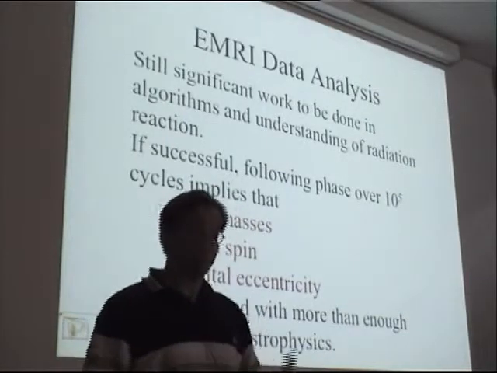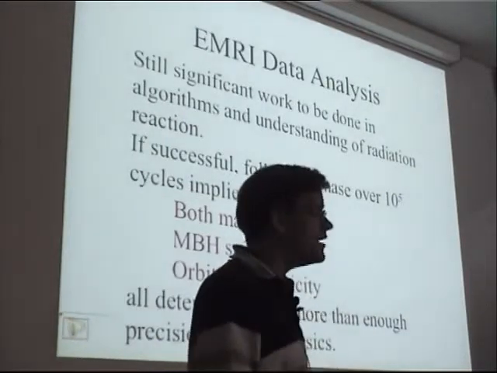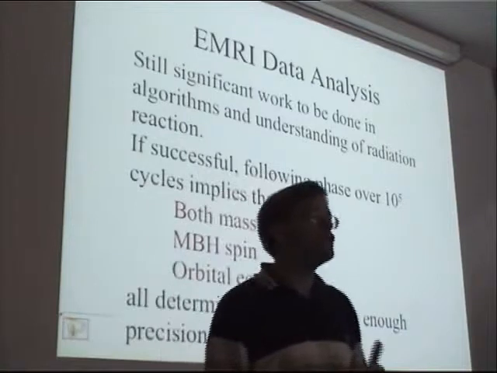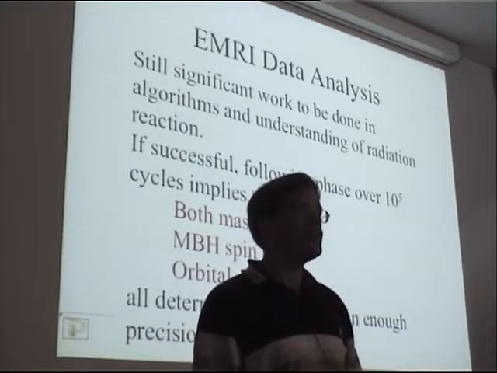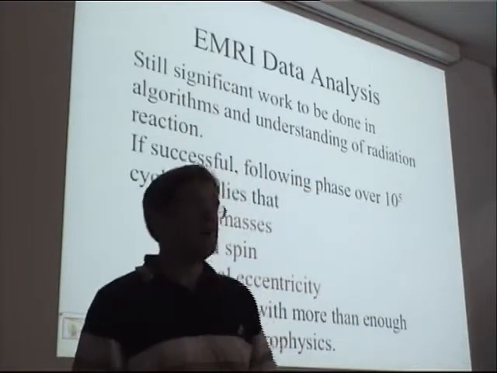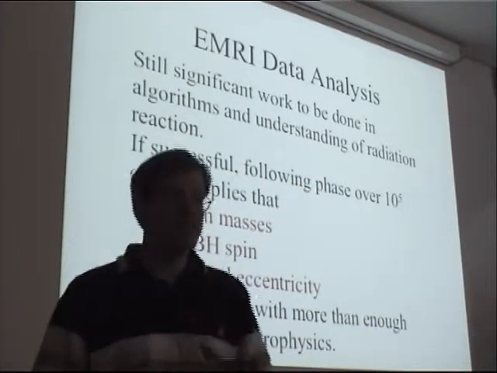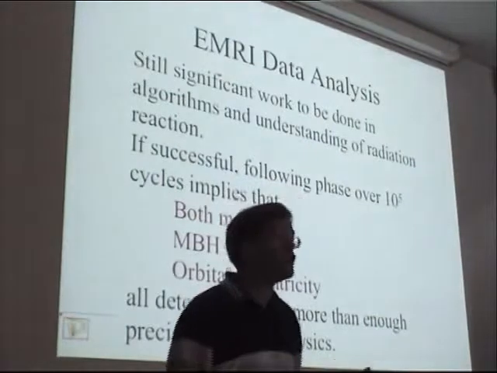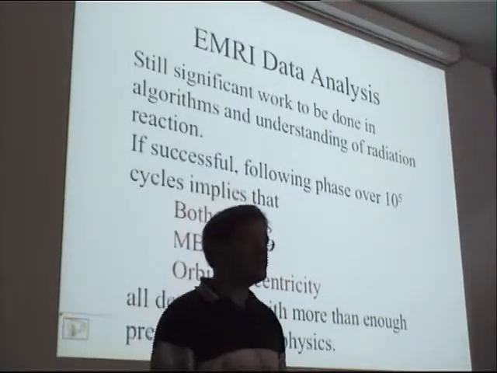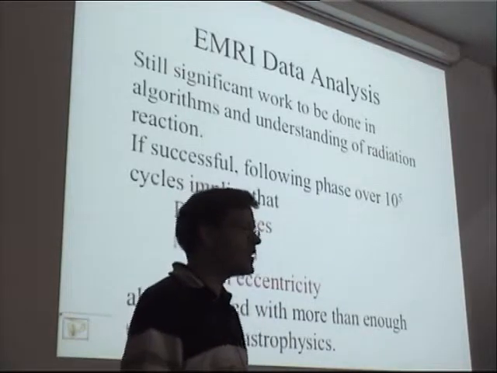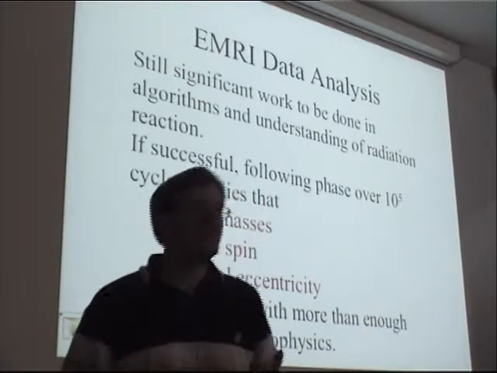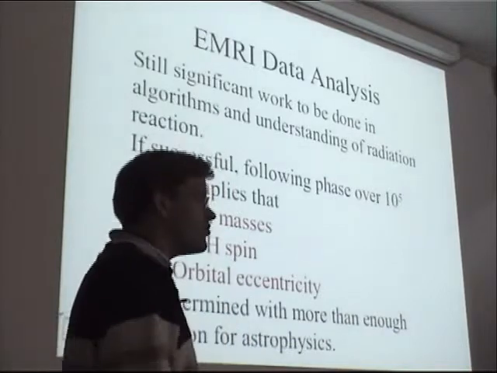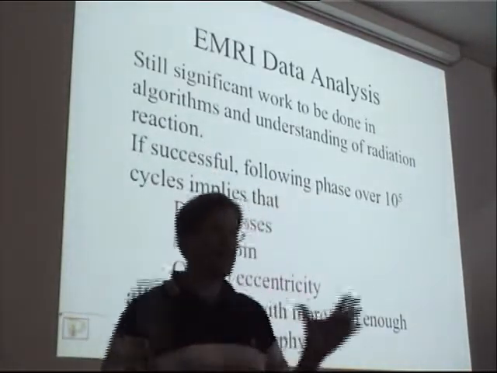It is clear, given today's talks as well as previous ones, that there's still a lot of work left to be done in terms of the algorithms and also in terms of the basic general relativity understanding of radiation reaction and so on. However, it is also clear to me now, much more than it was, that if this is successful, we have a great thing that is going to happen. Because the phase is going to be followed over so many cycles, roughly 10^5 was mentioned, but certainly between 10^4 and 10^5 for most of these objects, it implies that you're going to know both masses, the massive black hole spin, and eccentricities to very high accuracy, because otherwise you lose many cycles and you wouldn't detect it.